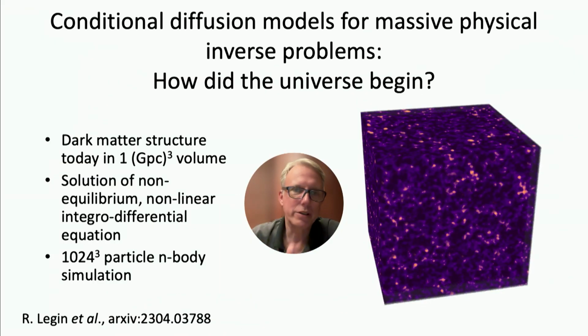But we want to do this. That was done with approximate gravitational models. We want to do it with the full models. And so here's an example of using conditional diffusion models. This is work with Ronan Legin a couple of years ago. Training on about 2,000 simulations, and then taking the output of the simulation, the nonlinear output, and guessing the linear small initial seed perturbations that went into this.